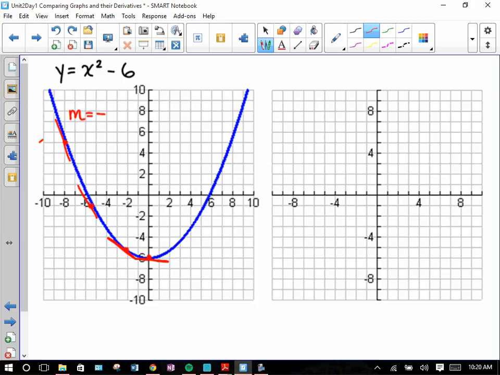So the slopes of each of these tangent lines are getting less steep. Right? They're getting closer and closer to what happens at this slope right here. The straight line, and the slope of the straight line is what?